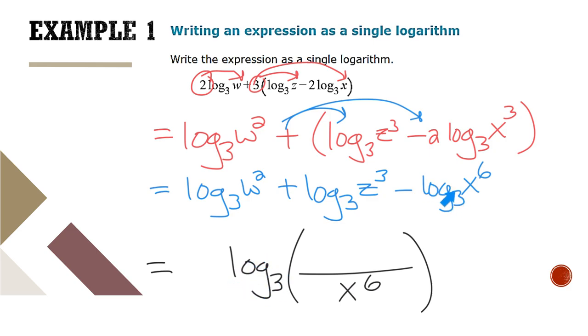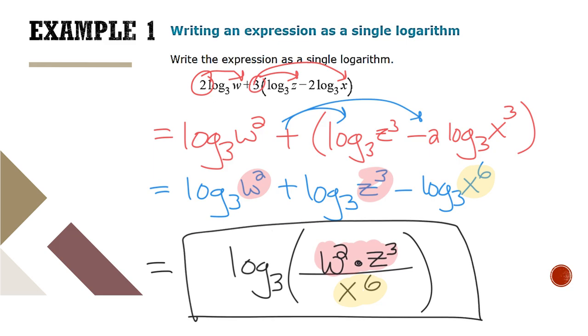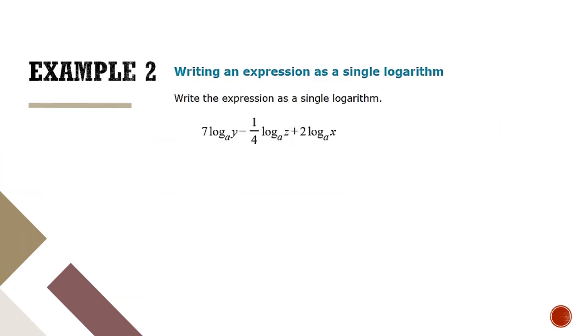We do not need the log base 3 anymore. We just need the x to the 6th, which will be on the bottom, and then what's up on top is what we're multiplying. So this should be w to the 2nd, times z to the 3rd. And this will be my final answer as a single condensed logarithm. Again, it will be just one logarithm with a base of a bunch of things put together in multiplication and division with exponents. So let's try one more example together.